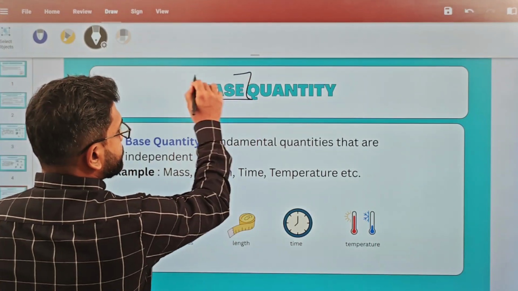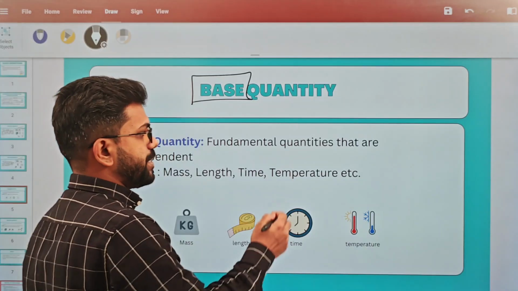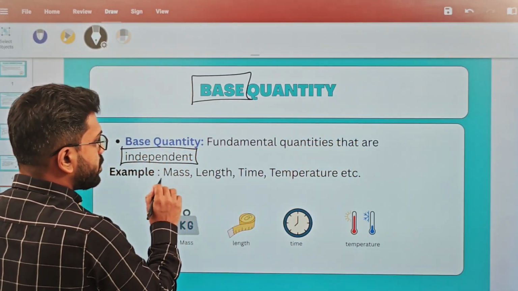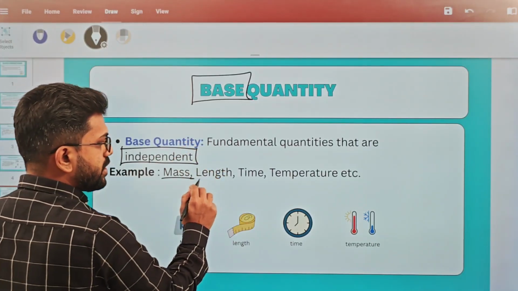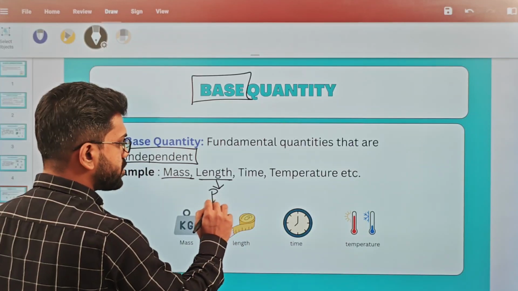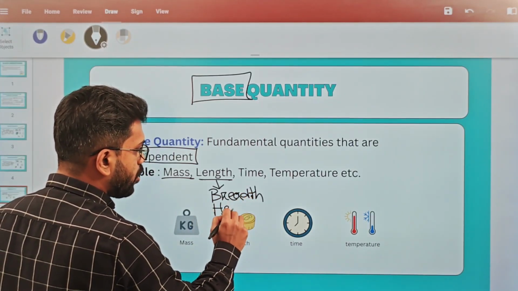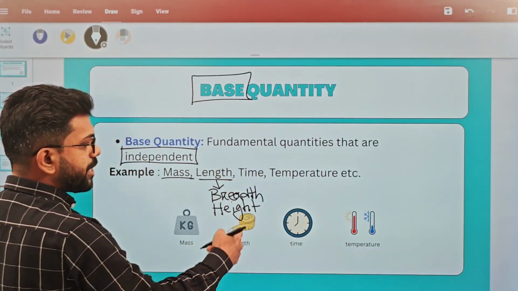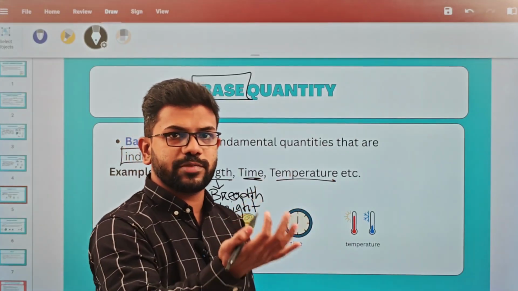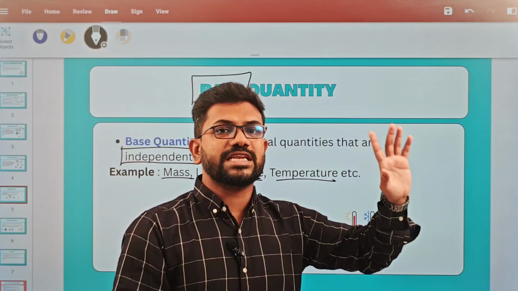Now, base quantities. As the name suggests, base quantity is a fundamental quantity. Okay, they are independent. They don't depend on any other quantity. So mass is base quantity. Length of any form is base quantity. Let's say length, in other words, we can say breadth or height or width. It can be in any form, but this is a base quantity. Time is a base quantity. Temperature is also a base quantity. Okay, so base quantities are fundamental quantities that are independent.